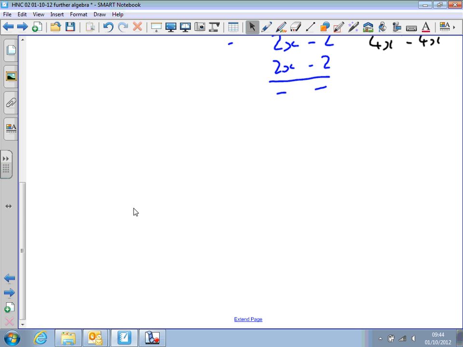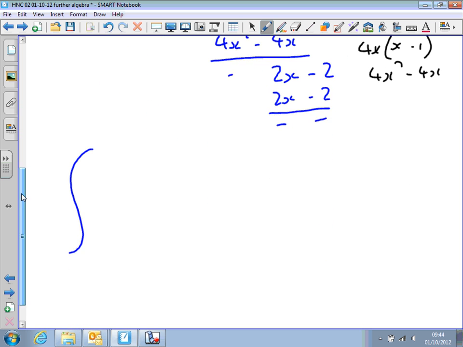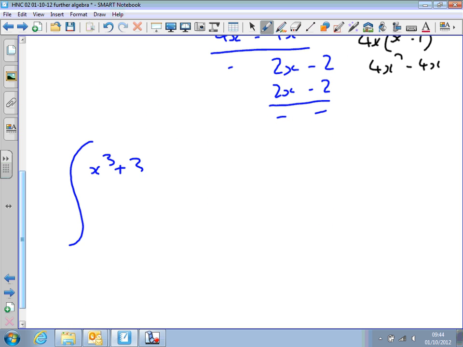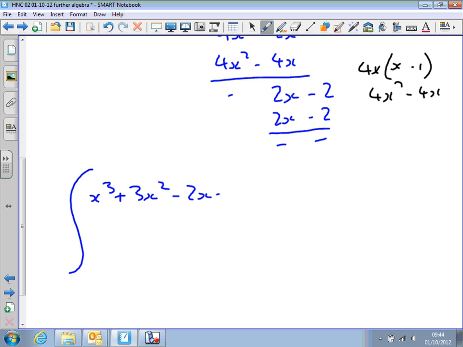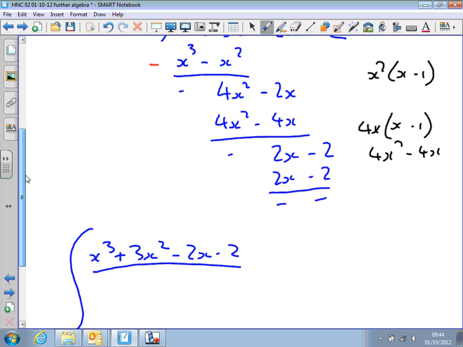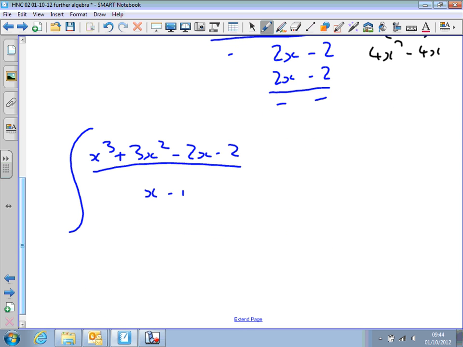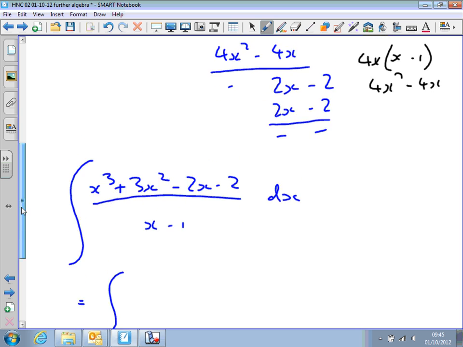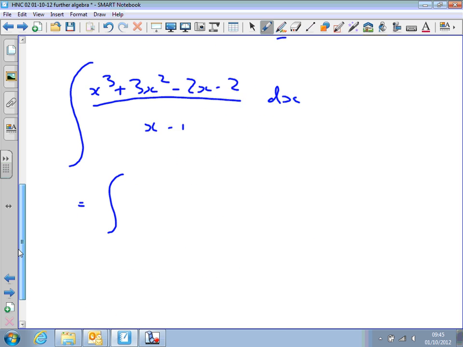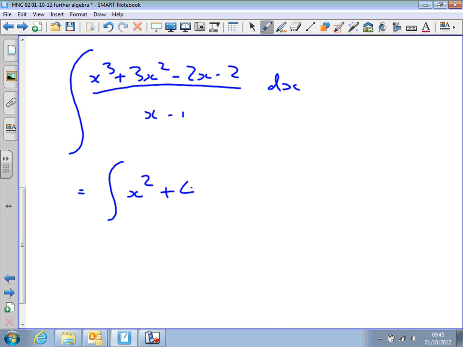So, just as a reminder of the whole point of this process, integrate x cubed plus 3x squared, I'm writing the dividend down here, minus 2x minus 2 over x minus 1 with respect to x. We use polynomial division. And in fact, it turns out that this equals the integral of the answer, which is x squared plus 4x plus 2. All of that just becomes this.